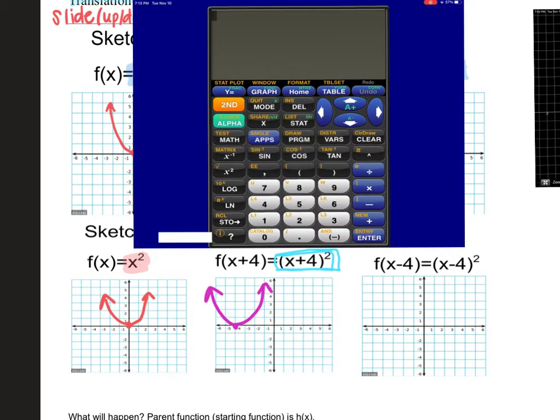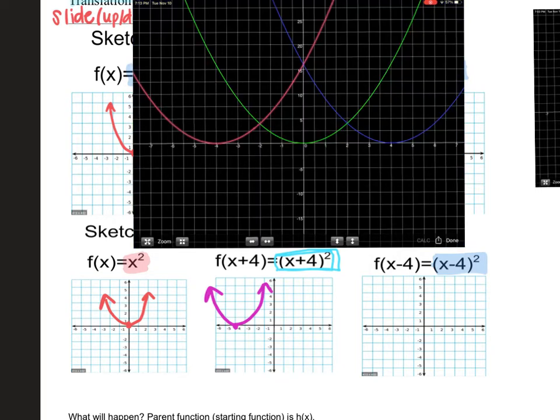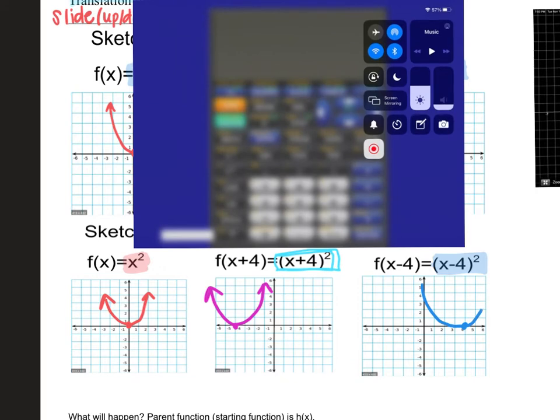And then let's do the next part, and it's in blue. Parenthesis x minus 4 parenthesis squared. Hit graph, and now we started at 0, 0, and it looks like now we are over to the positive 4. So it looks like we have gone right, and it's shaped like a U.